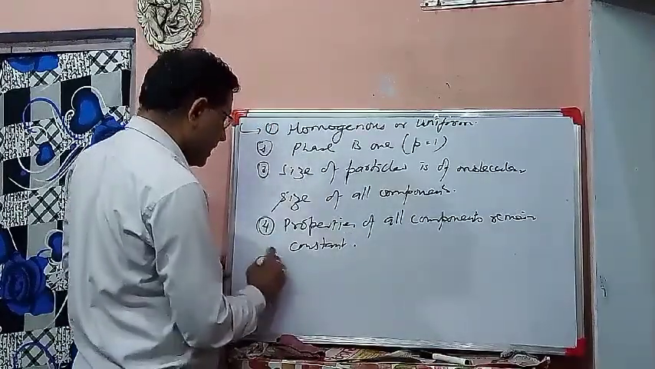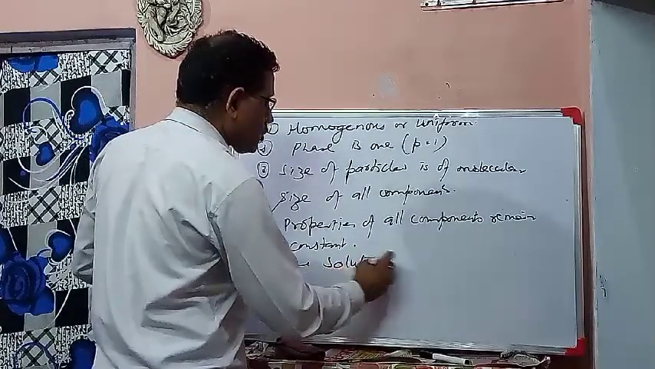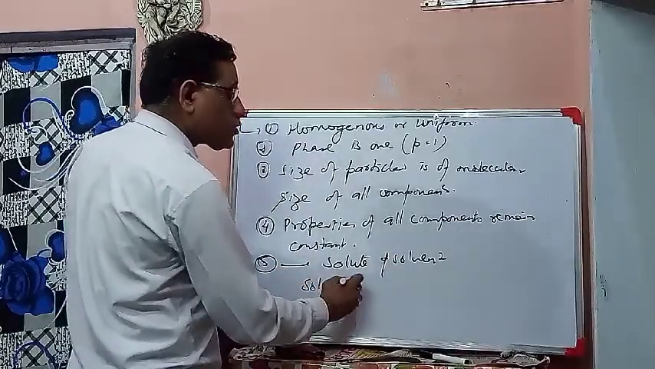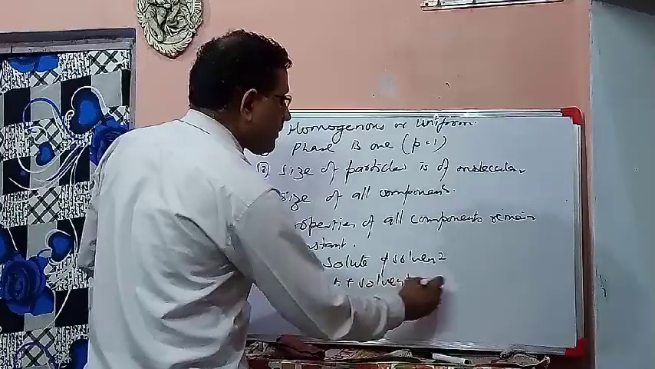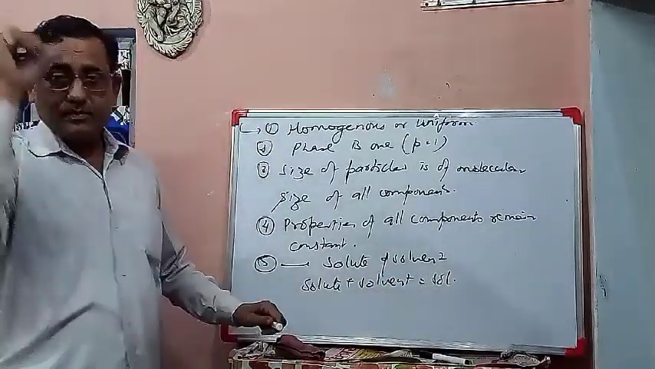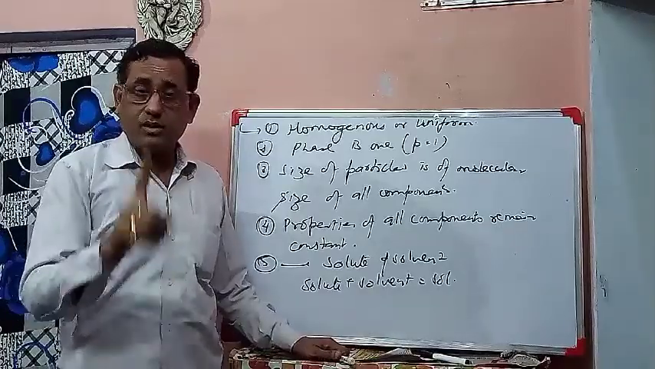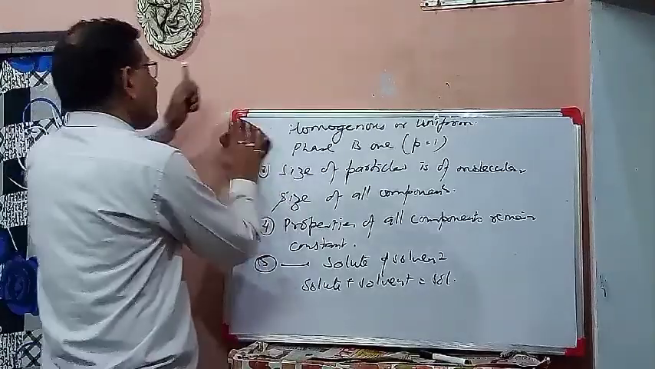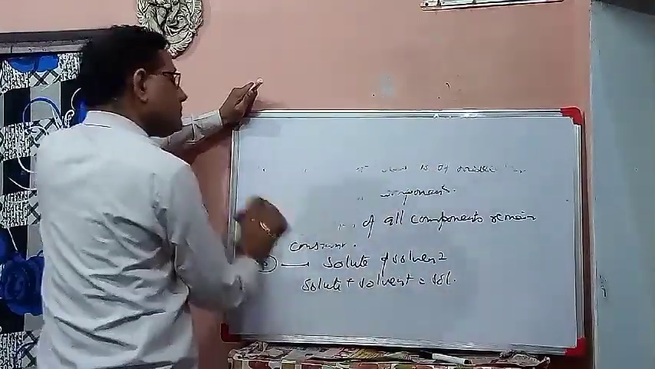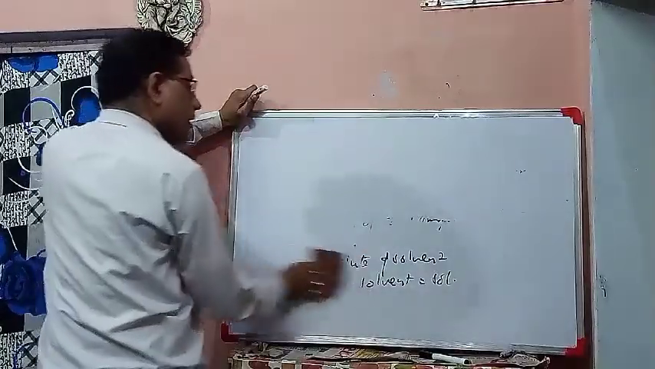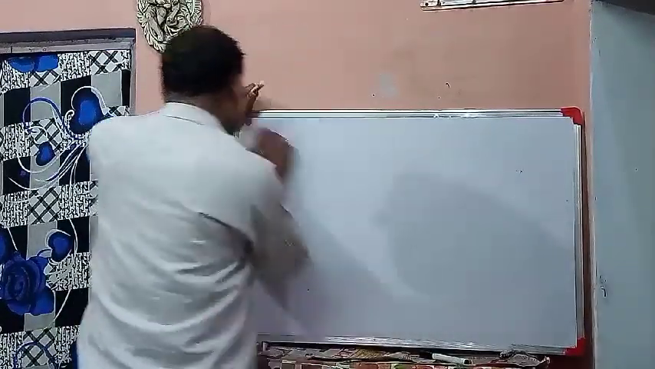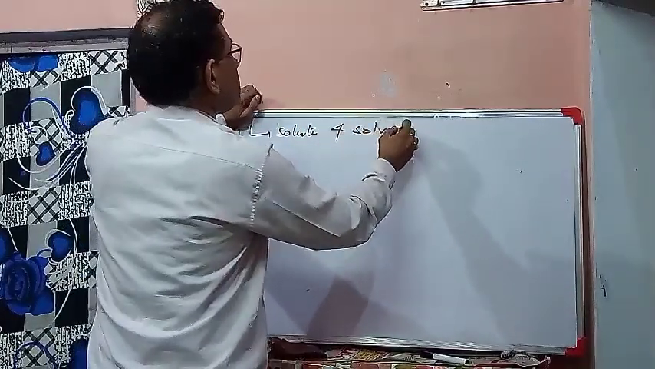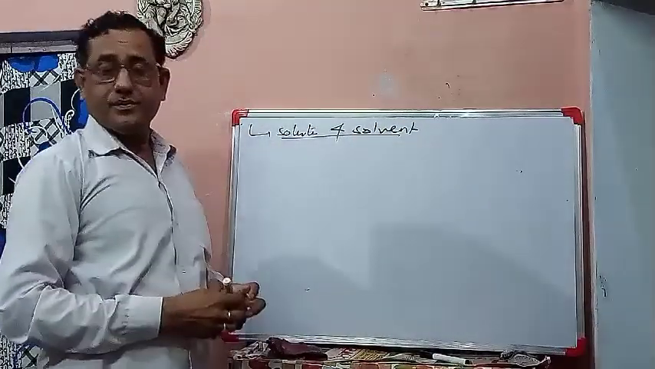Next thing, its components are called solute and solvent. So we can say solute plus solvent is solution. In a polynary solution, the solvent will be only one. The others, all components, will be solutes. But how do you define solute and solvent? We take an example from the binary solution only in this chapter. So there, your next topic, solute and solvent. Clear?